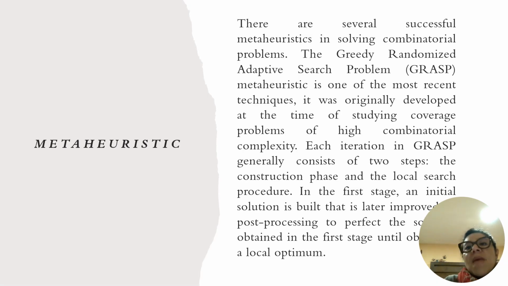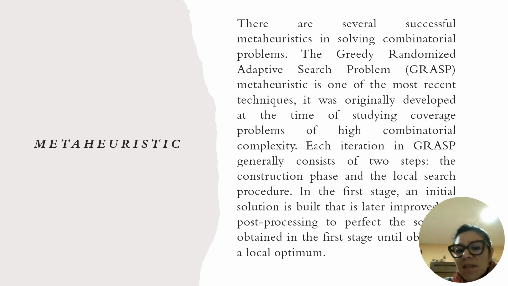So, what is a metaheuristic? There are several successful methods in solving combinatorial problems. One of them is the greedy randomized adaptive search procedure, or better known as the GRASP metaheuristic. It's one of the most recent techniques.